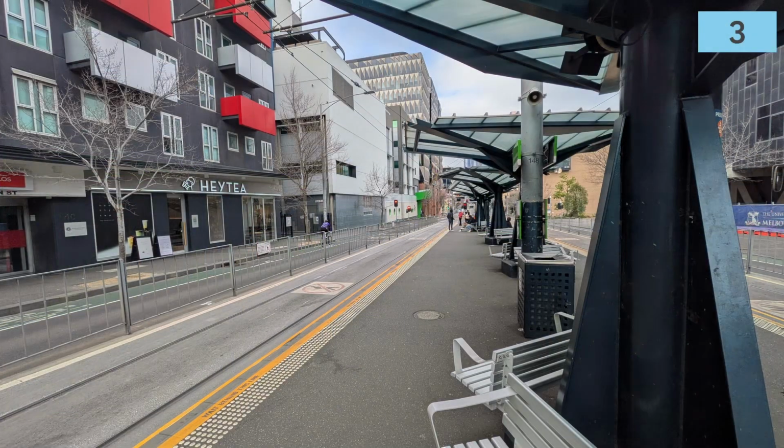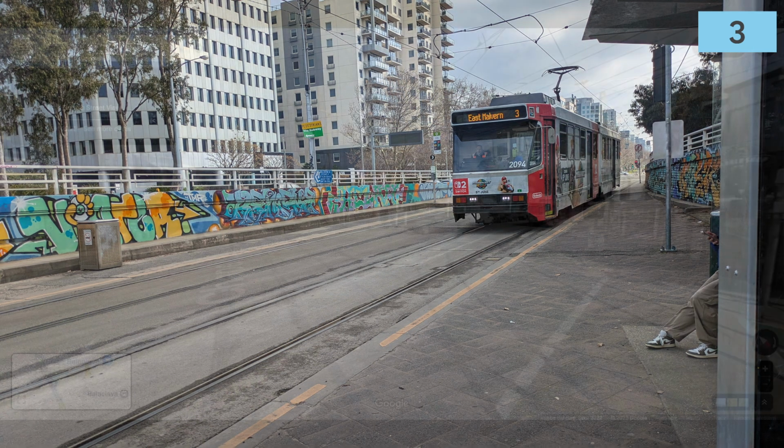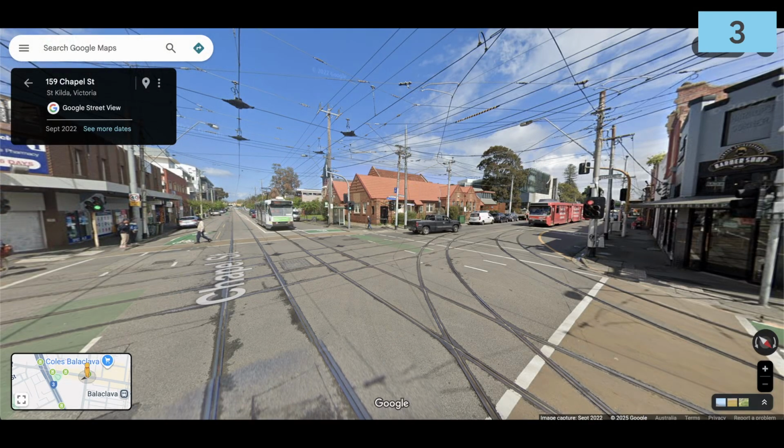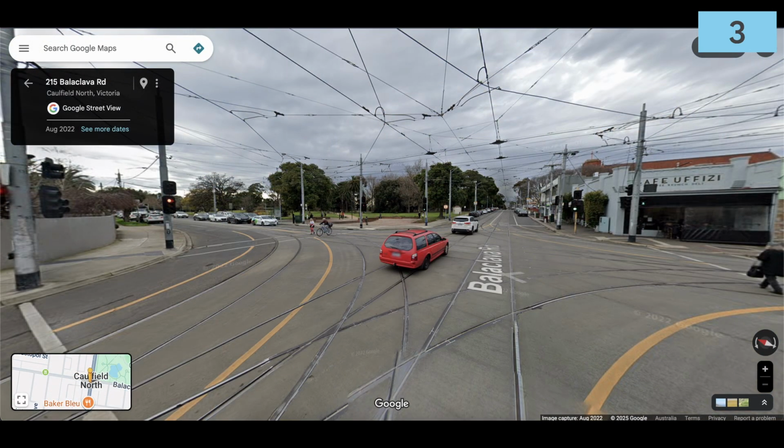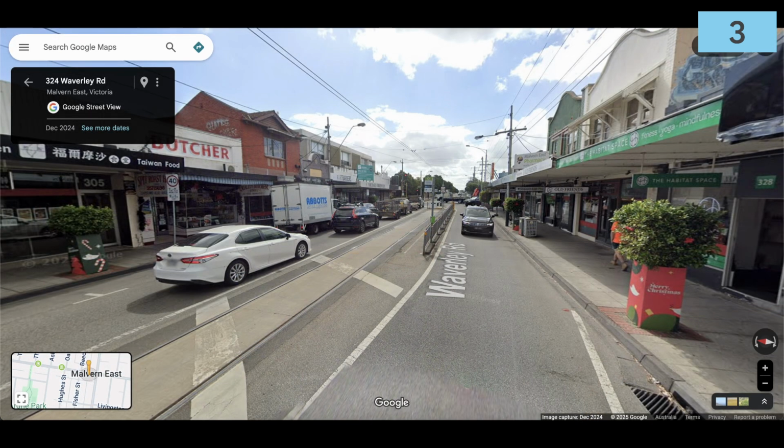Route 3 starts from Melbourne University and goes down via Swanston Street and St Kilda Road. After it passes St Kilda Junction, the tram keeps going down on St Kilda Road and then turns left onto Balaclava Road, providing an interchange with the Route 16 and 78. The Route 3 then continues down Balaclava Road to provide another interchange with the Route 64. Then, the 3 continues straight on Waverley Road to terminate at East Melbourne.